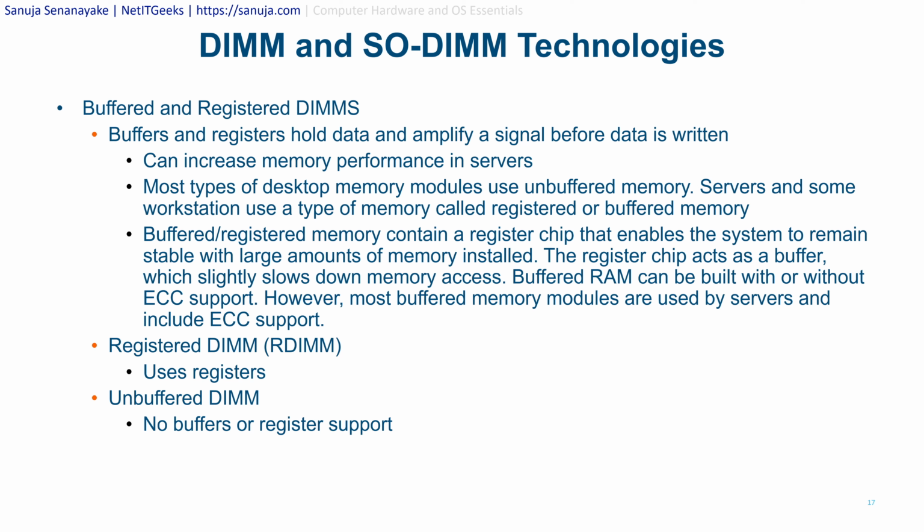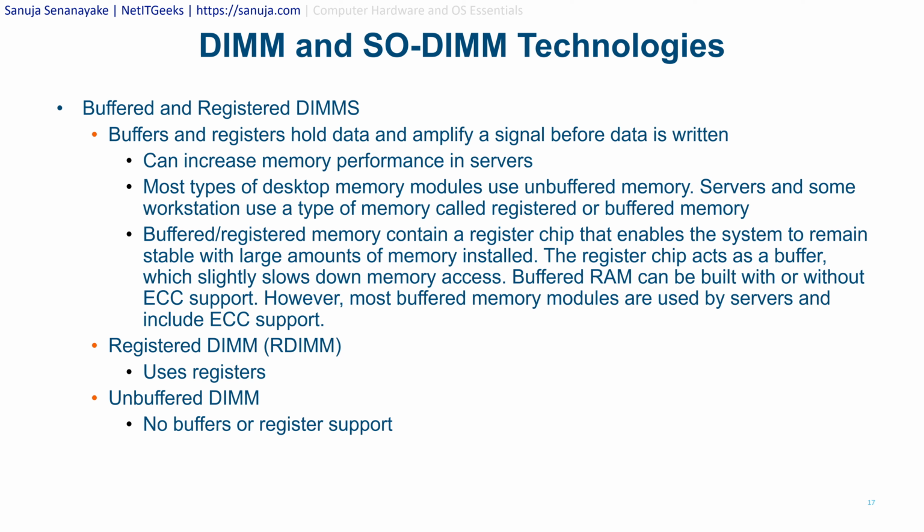Buffered and registered DIMMs. Buffered and registered registers hold data and amplify a signal before data is written. So the primary function of a buffer or a register within the RAM module is to hold data and amplify the signal, so it can increase the memory performance in servers. Buffered or registered DIMMs are typically used in servers, and most types of desktop memory modules use unbuffered memory because it's cheaper to produce, and the servers and some workstations use a type of memory called registered or buffered memory because that is needed for those particular applications.